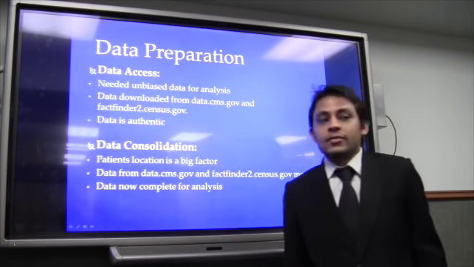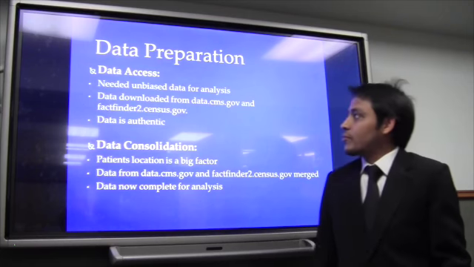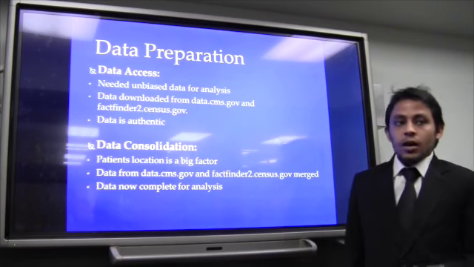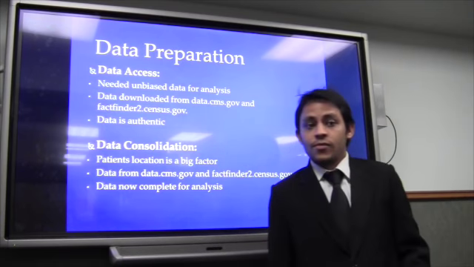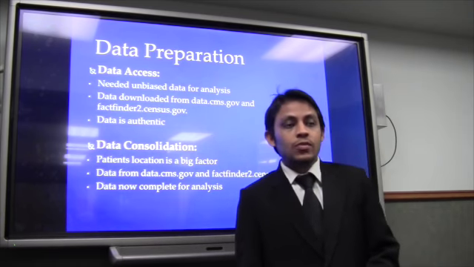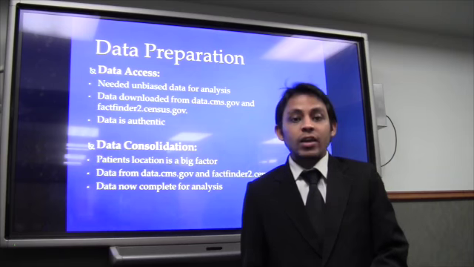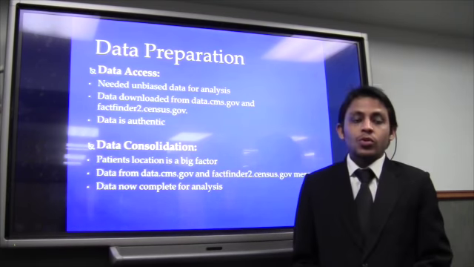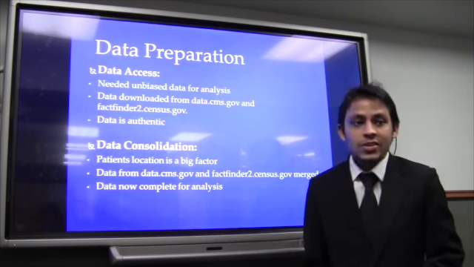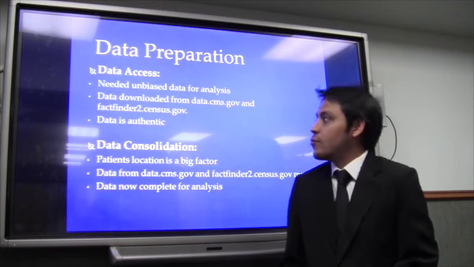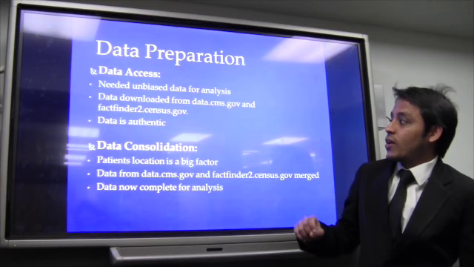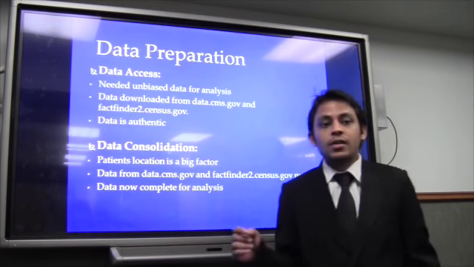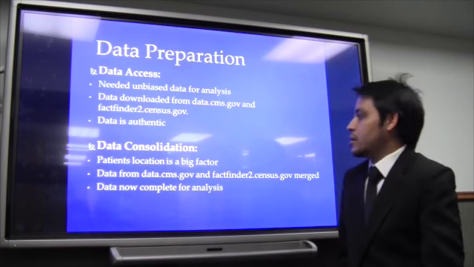Hi, thanks Lily. I am coming for the data preparation. The first part of the data preparation is data access. For data, we were searching for unbiased and accurate data. For that, we don't need any hospital-related or insurance-related data, and we directly got the data from data.cms.gov and factfinder.census.gov, where the data is authentic and from the government.